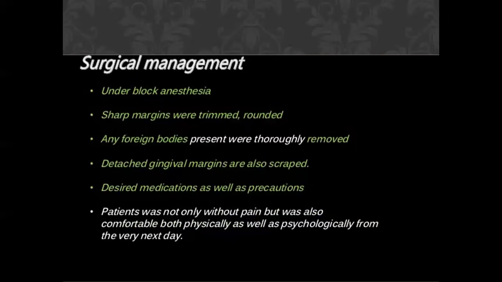Surgical management: under block anesthesia, the sharp margins have to be trimmed and rounded, and any foreign bodies present thoroughly removed. Detached gingival margins are also to be scraped. The desired medications should also be prescribed to the patient. Precautions: the patient must be not only without pain, but the main theme of the management of dry socket is that it has to support the psychology of the patient.